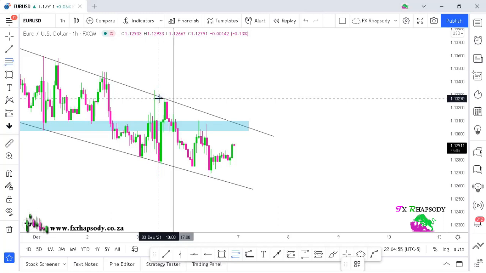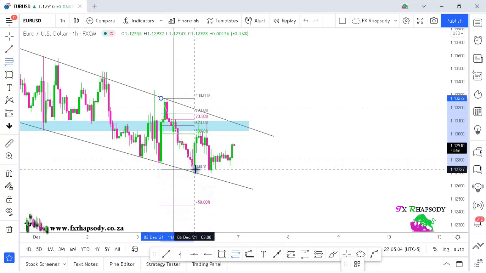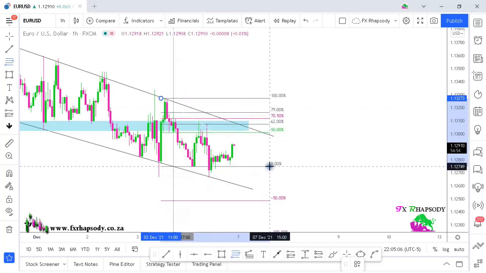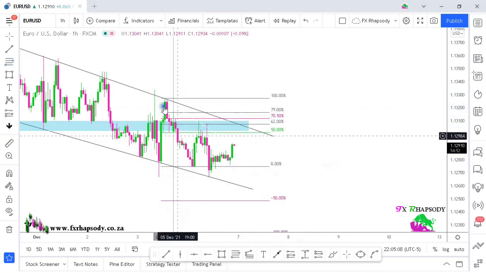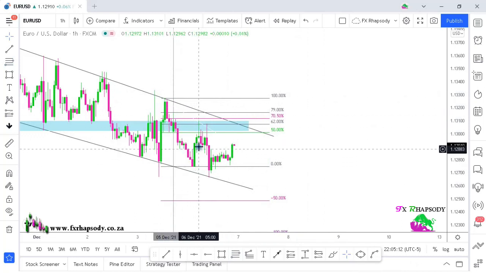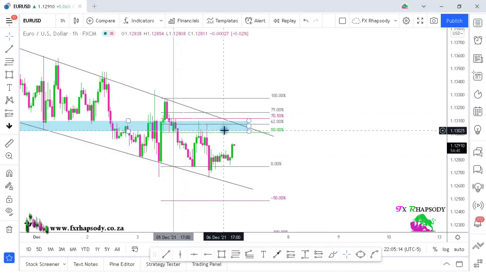So basically I take my Fibonacci, like you always know, from that high, which is over here, all the way to this low that's over there. I'm just going to expand it a little bit, move it to the downside. So you can see price going down, then retracing up.